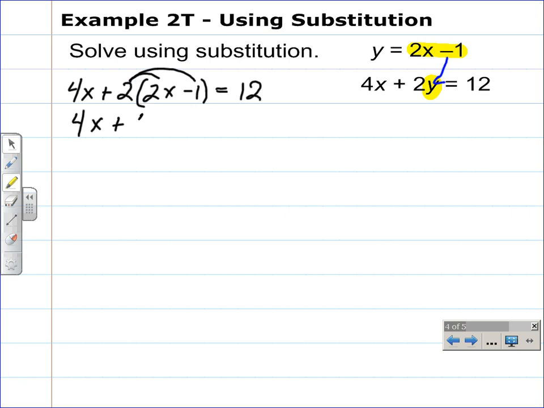2 times 2x gives 4x. And 2 times minus 1 gives minus 2 is equal to 12x. We next combine these two like terms on the same side. So 4x plus 4x gives 8x. Bring down the minus 2 equals to 12. Then I add 2 to both sides.